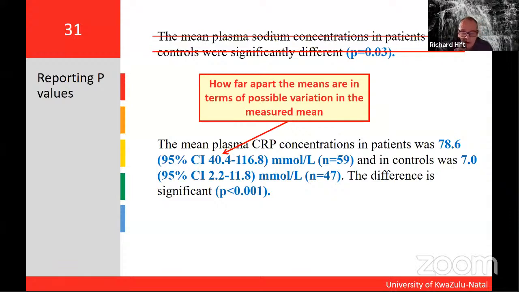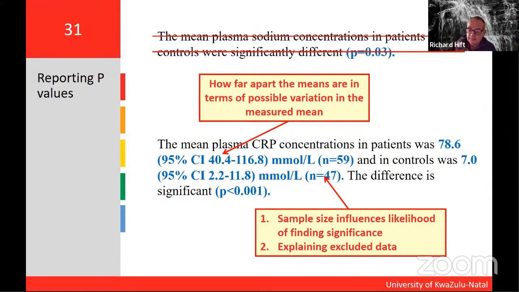So why do they want all of this? If we give the means, you give some idea of how far apart the results are. You also give some idea of your confidence in the mean that you've calculated, which tells you far more than just saying p equals 0.02. So that's why they want it.